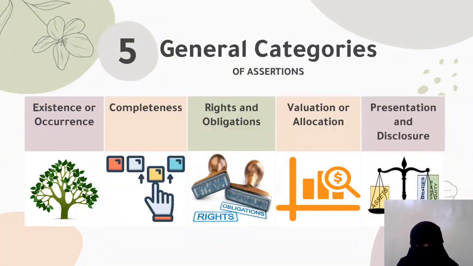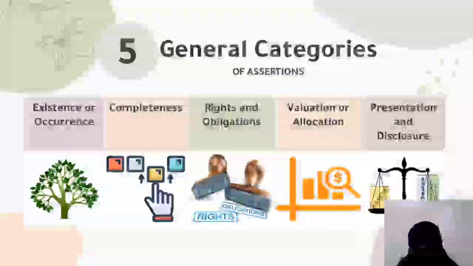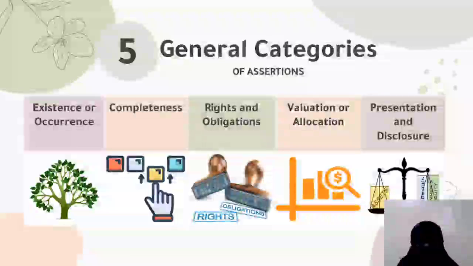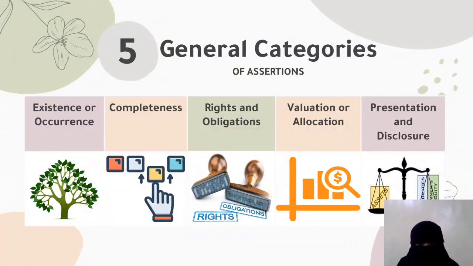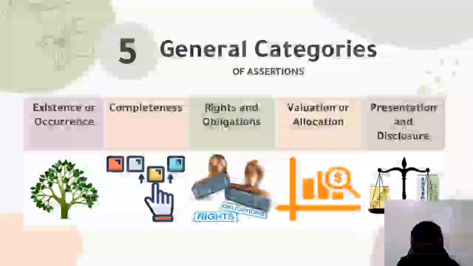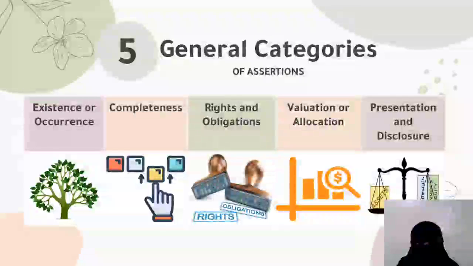The valuation or allocation assertion. This states that assets and equities are valued in accordance with GAAP and that the allocated amounts such as depreciation expense are calculated on a systematic and rational basis. Lastly, the presentation and disclosure assertion. This alleges that financial items are correctly classified and that footnote disclosures are adequate to avoid misleading the users of financial statements.